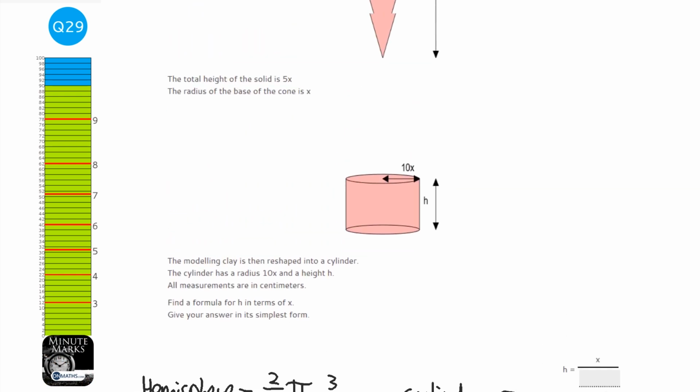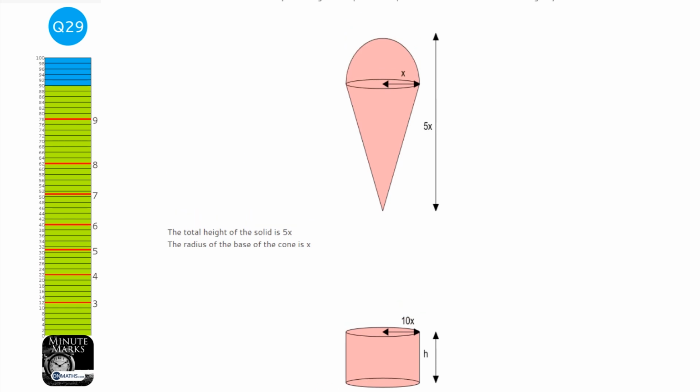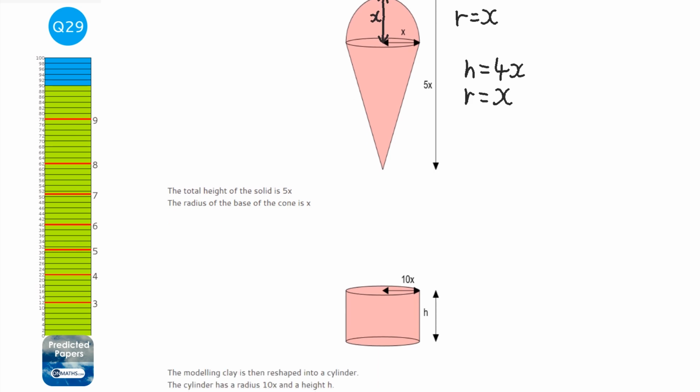Okay, now we need to find out what the bits are. So for the hemisphere we just need r. Well, that's quite simple because r is just going to be x. It's the radius of the hemisphere. Now what's more difficult is to work out the height of the cone. If the radius across to the right is x, the radius of the circle up is also going to be x. So we know the height of the cone is going to be 4x, because one of those x's is used on the hemisphere. We know the radius of the cone is going to be x because it's stated at the top. So let's keep going. The radius of the cylinder is going to be 10x, and the height is just labelled as h. So that's nice and simple.